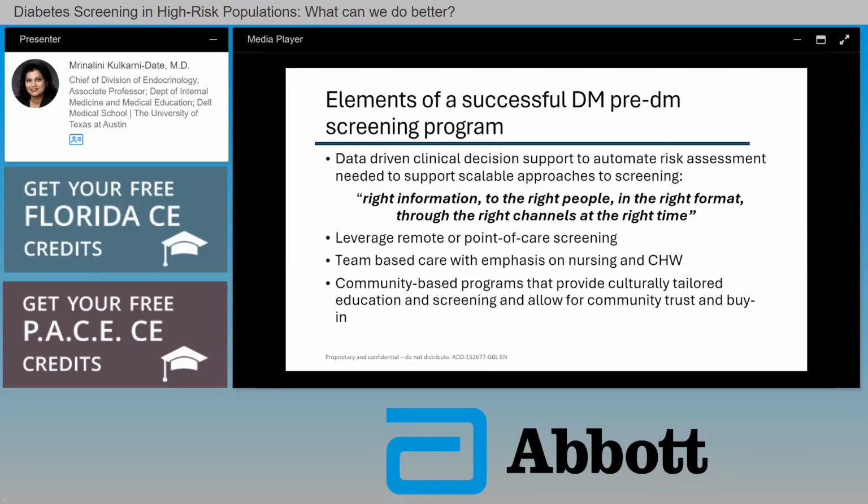We need to leverage remote or point of care screening, and team-based care is just indispensable in this model with an emphasis on nursing and community health workers. And we need community-based programs that are culturally appropriate. We need to be able to think about the community that we're interested in, or our own communities that we work in, and think about education and screening that's appropriate for that community, and to allow for community trust and buy-in.